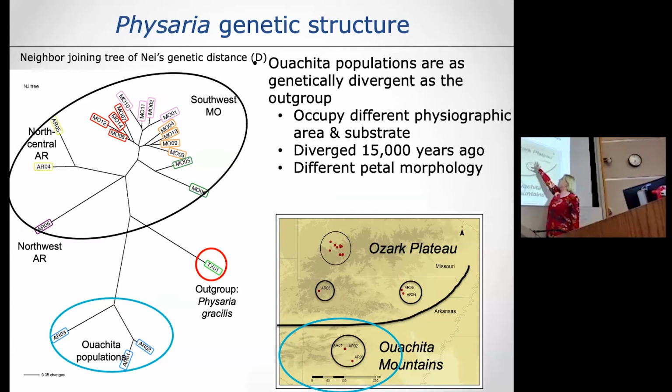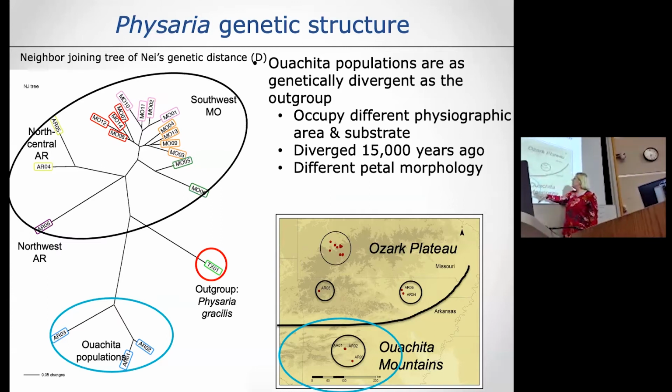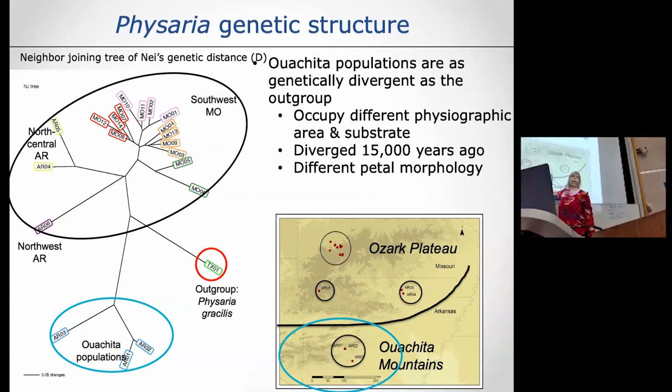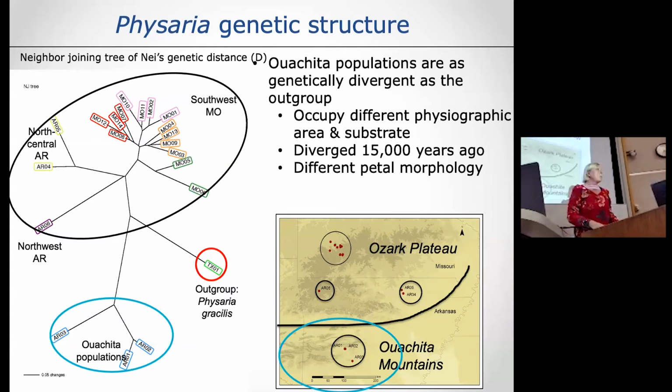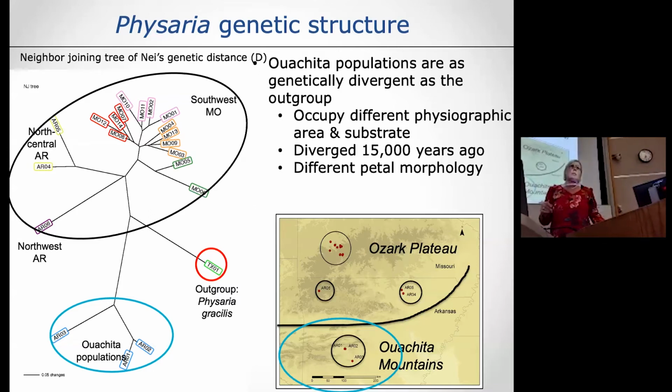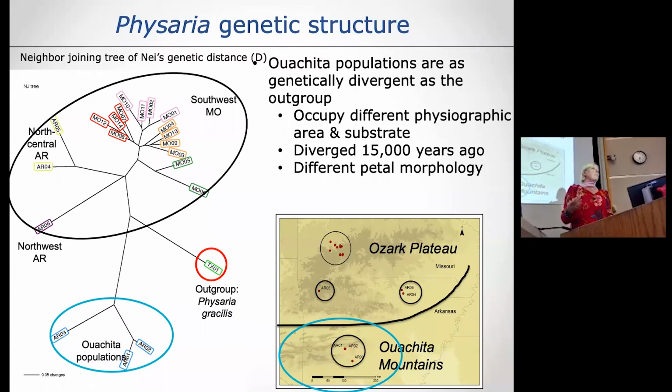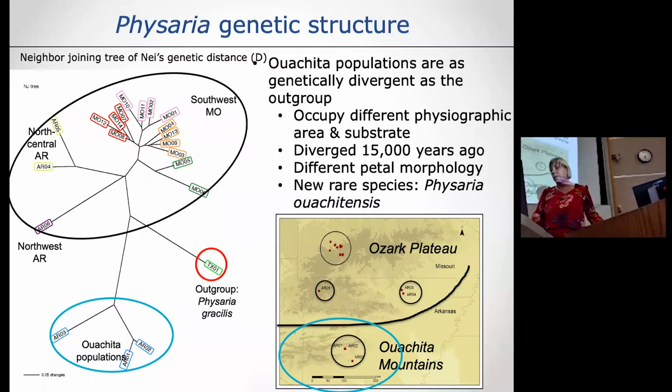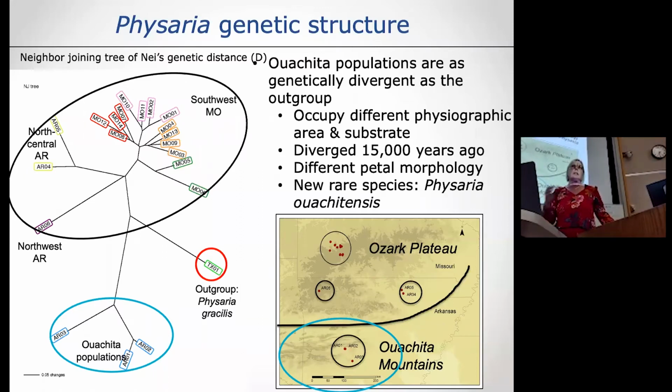So these populations are all Ozark Plateau, and these are the Ouachita Mountains, and they're separated by the Arkansas River Valley, which is not appropriate habitat. And they also have some morphological differences, very small changes in petal morphology. And it looks like they diverged at least 15,000 years ago, which is actually not that long, but these are annual species. So that means they've been separated for 15,000 generations. So we're working on describing it as a new species called Physaria ouachitensis.